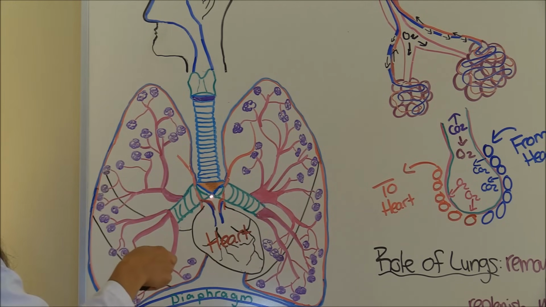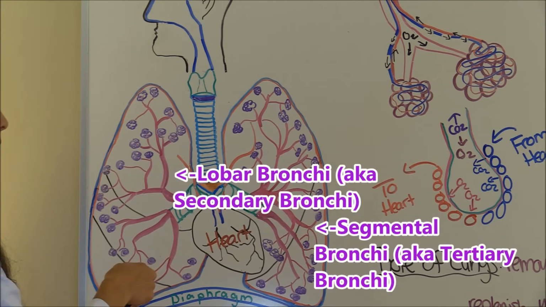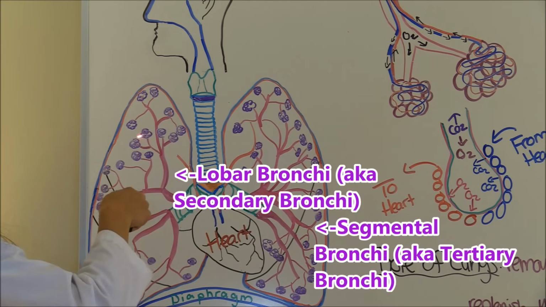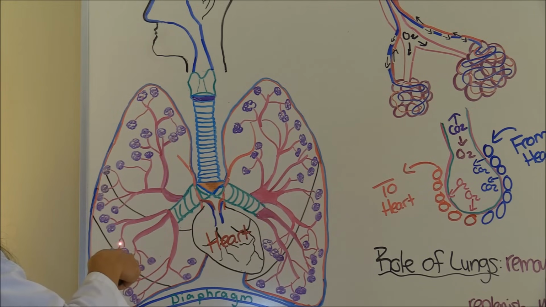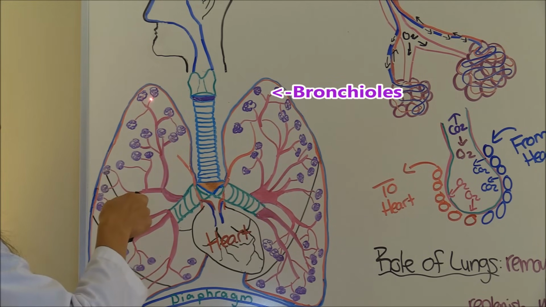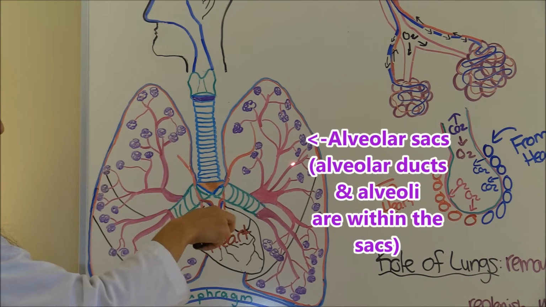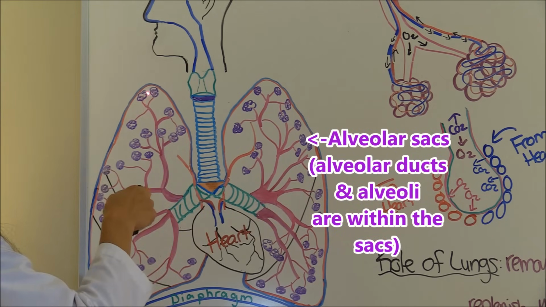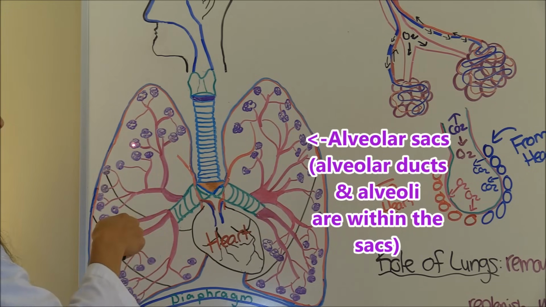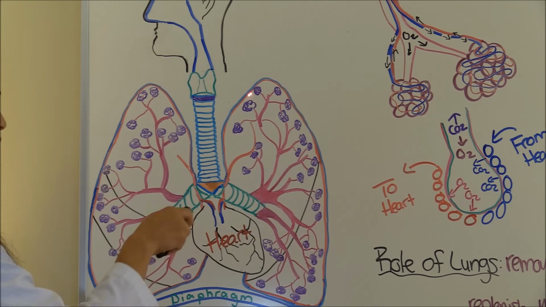Then your primary bronchi will further branch off into the lungs into lobar bronchi, which are also known as secondary bronchi. Then it goes even further into tertiary bronchi, also known as segmental bronchi. And then the segmental bronchi will go into even smaller little airways known as bronchioles. To connect the bronchioles to the alveolar sacs, you will have alveolar ducts. And then you will have the alveolar sacs, which are the purple little sac areas in the lung. Inside these are alveoli, and this is where gas exchange occurs.